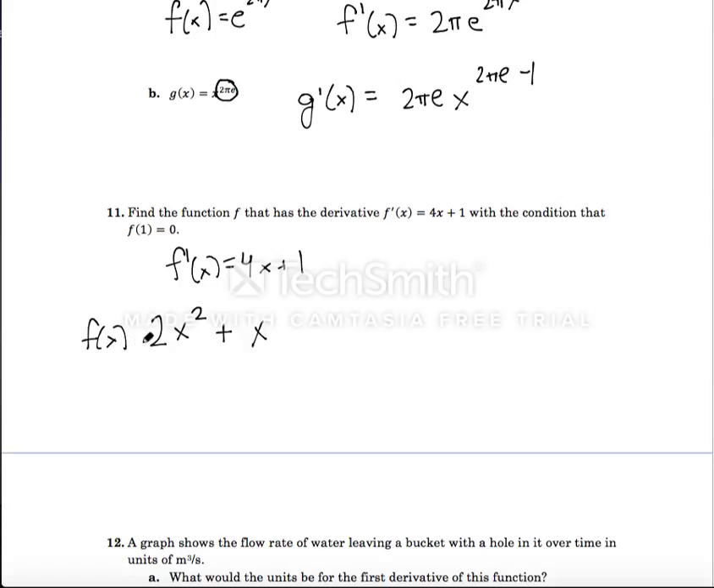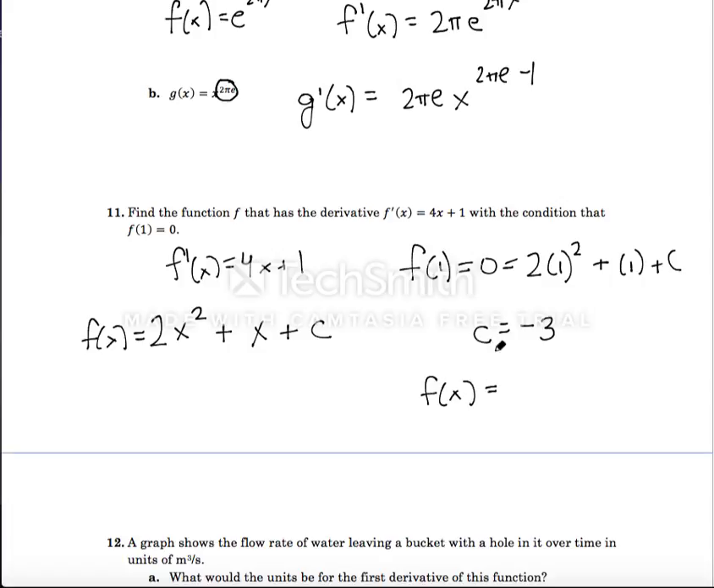Now what's left over? Well, I don't know for sure if there was a constant, but I'm going to guess that there was. So I need this extra information in order to find that. So f of 1 set equal to 0 will be 2 times 1 squared plus 1 plus c, this constant. And so solving for c, I actually see that c is equal to -3. So my function f of x actually needs to be 2x squared plus x minus 3.